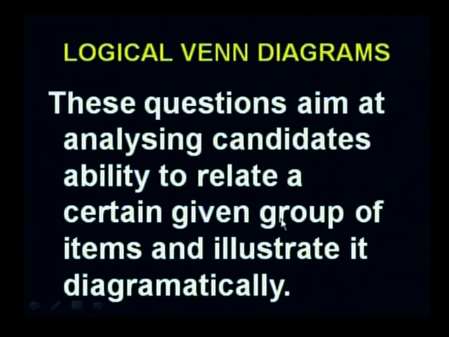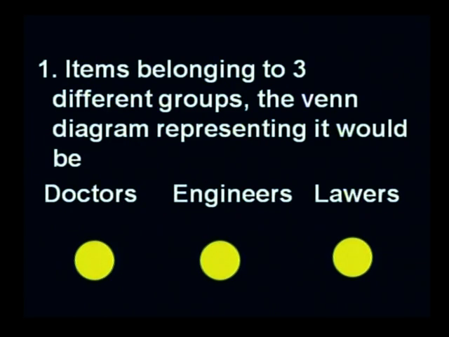So, all these Venn diagrams can be put into 10 types. If you understand these 10 types, then it is as good as having understood all problems on Venn diagrams. So, the first type is items belonging to 3 different groups, like, say, doctors, engineers, lawyers. They are 3 different groups, there is nothing common in them. So, the diagram would look like this: doctors is separate, engineers is separate, and lawyers is separate. So, in the first kind all these 3 are drawn apart, because they are items belonging to 3 different groups.